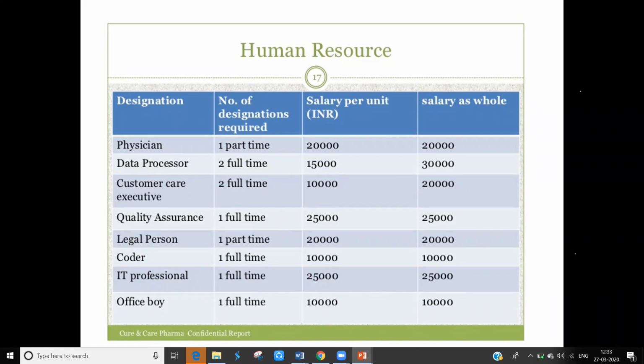The coder also, medical coding is another thing, because the terminologies reported by some patients are very vague. So the medical coders are there, using ICD or MedDRA coding. So there are software that we use for coding certain medical terminology. And also IT professionals, one full time, because of systems, internet, all that. There should be an office boy also.